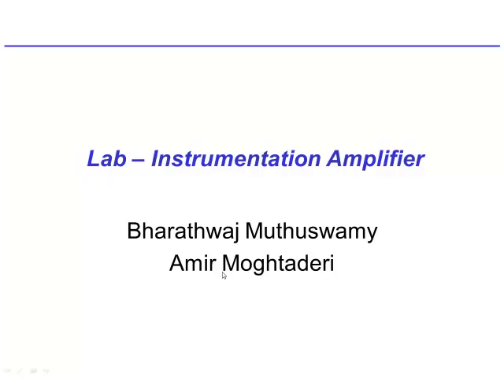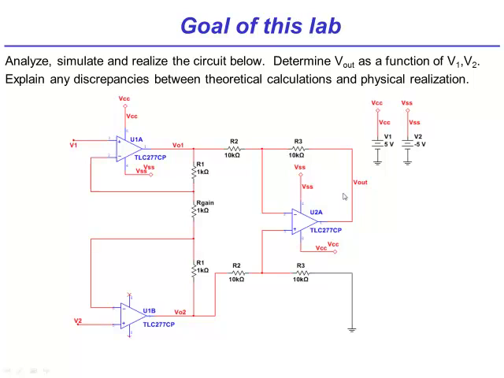And Amir Muqtadari. In this lab, we will study how operational amplifiers can be configured to produce other amplifiers that have large input impedance and high noise rejection. Let's get started. Okay, we will analyze the circuit shown here. This circuit is composed actually of three operational amplifiers and is called the instrumentation amplifier.